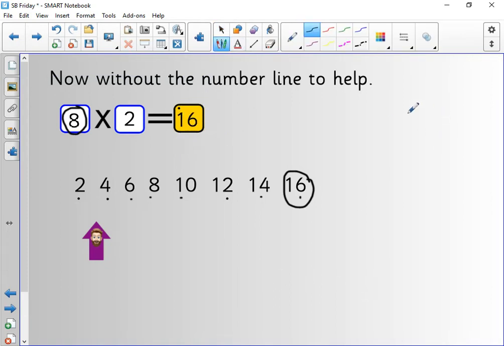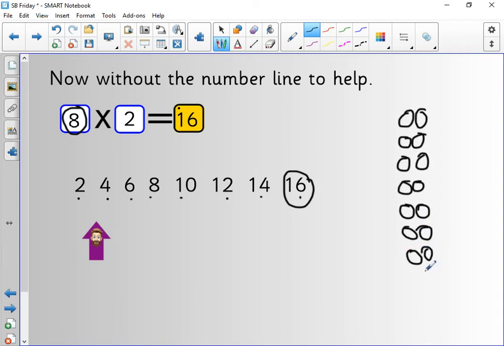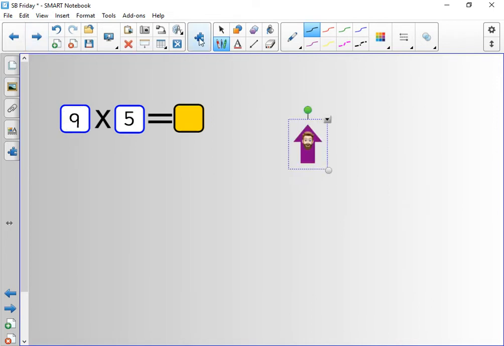Again, if you needed to check, we could draw 8 2's, 3 2's, 4 2's, 5 2's, 6 2's, 7 2's, whoops, and 8 2's. Count them for me. 2, 4, 6, 8, 10, 12, 14, 16. We get the same answer. This is a much more efficient strategy. Okay, next one.